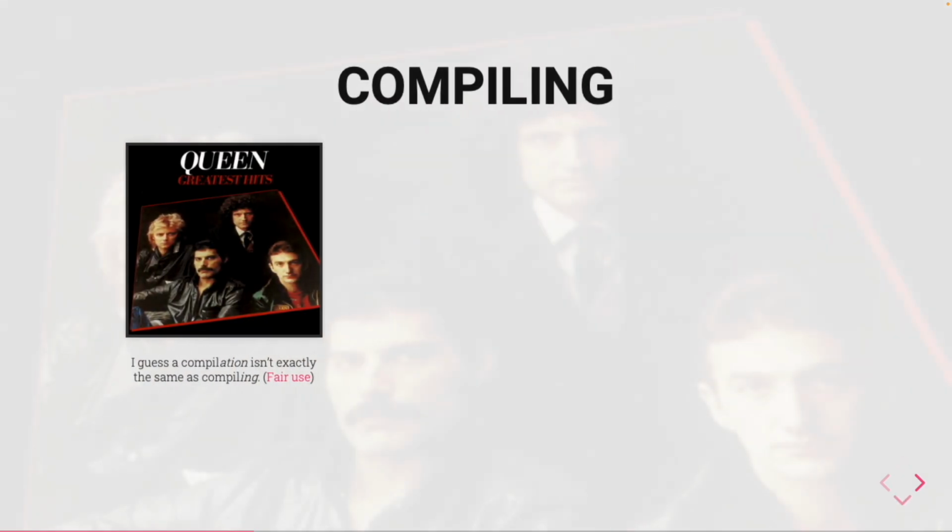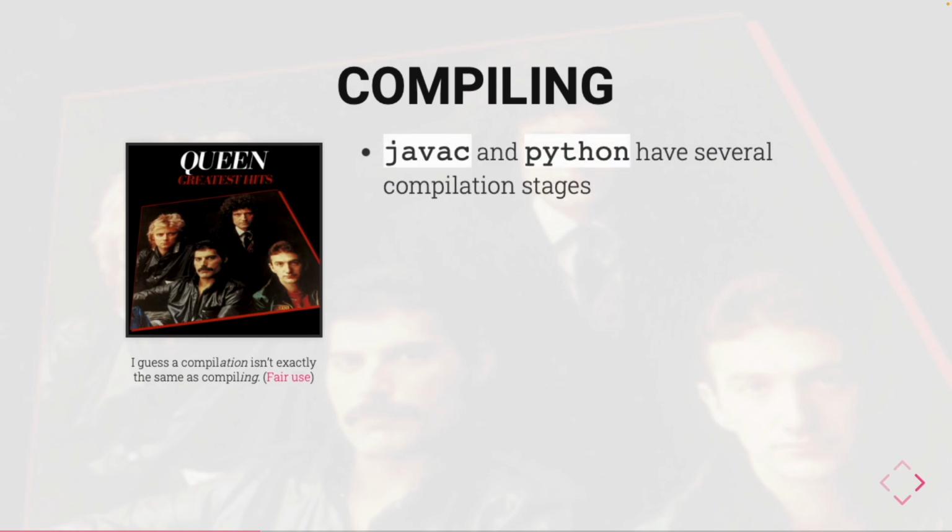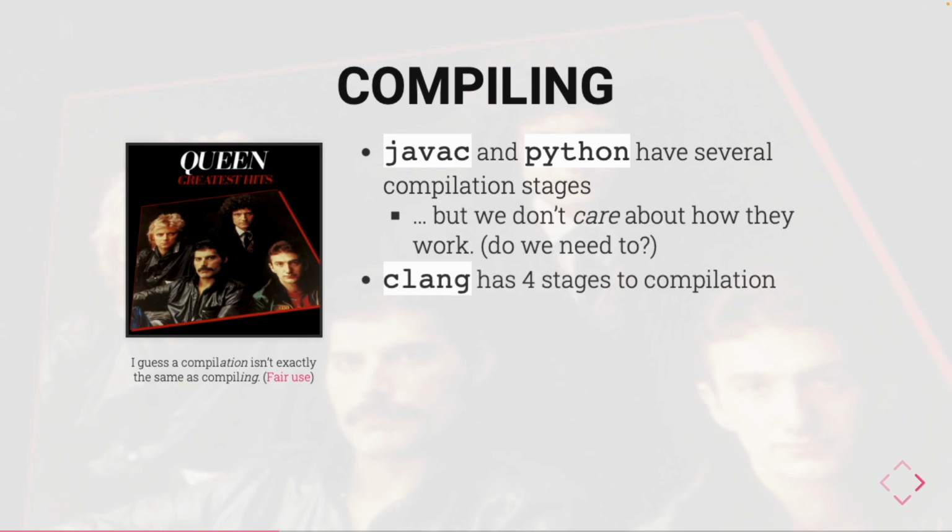So yeah, let's talk about compiling. Javac and Python have several compilation stages. C has 4, and also we don't care about how Javac and Python work. This is interface versus implementation again. Javac and Python have effectively hidden the details about how they actually work, so you don't need to know those details to effectively use them.